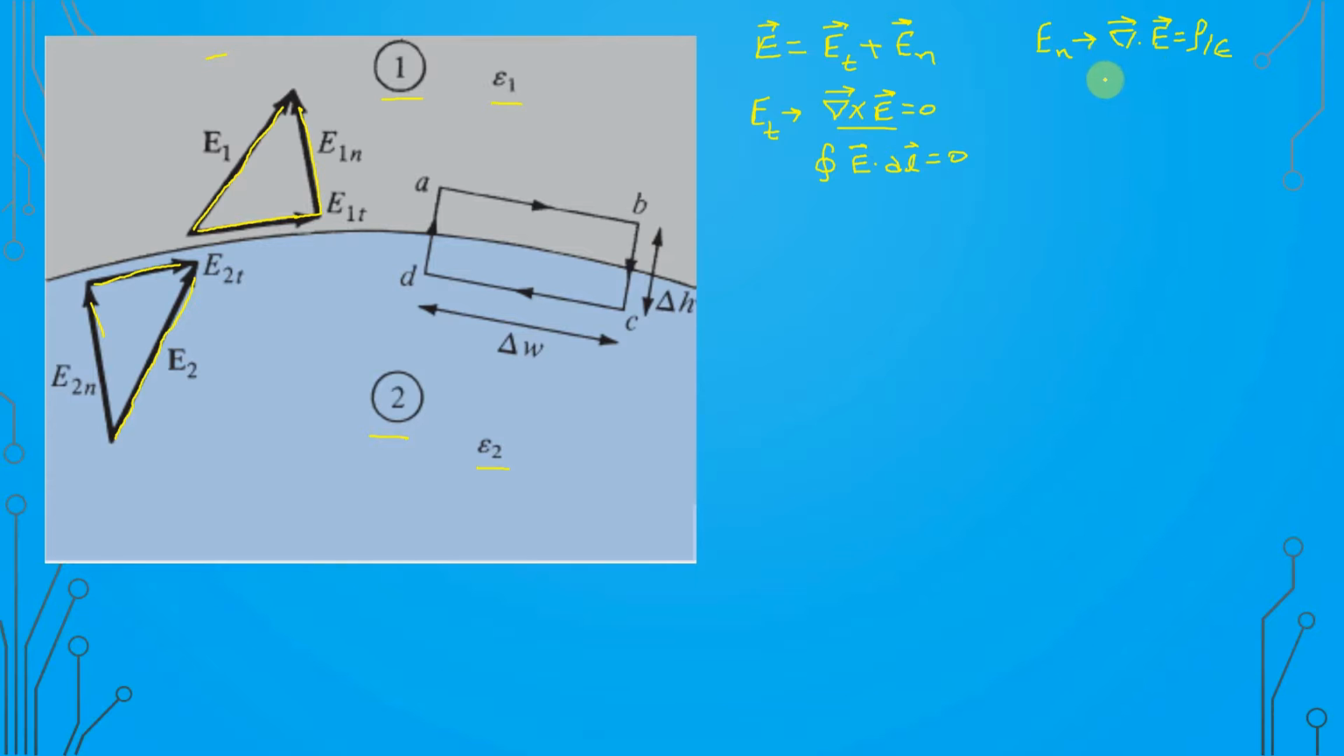And that is the differential form. If you want to write down the integral form, that will be D dot dS is equal to Q, the total charge enclosed. So here, this is the interface of medium 1 and medium 2, and we have assumed this closed path A, B, C, D, A. So this is the closed integration on the path A, B, C, D, A.